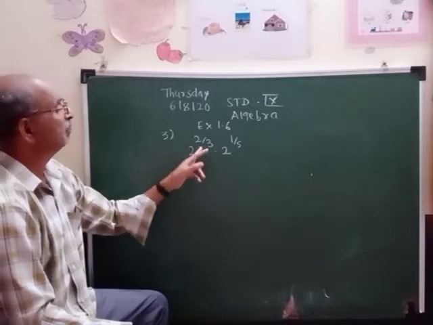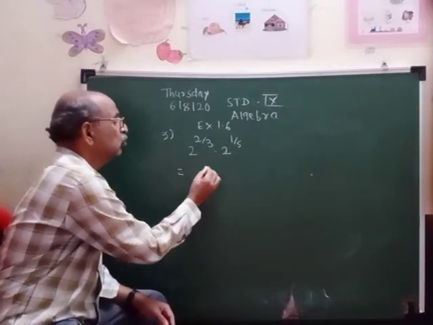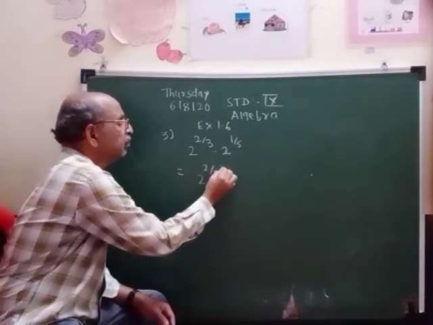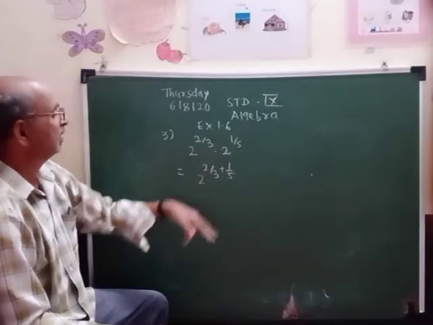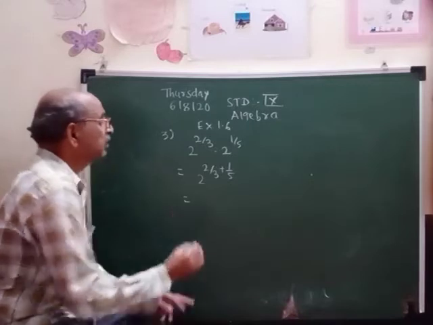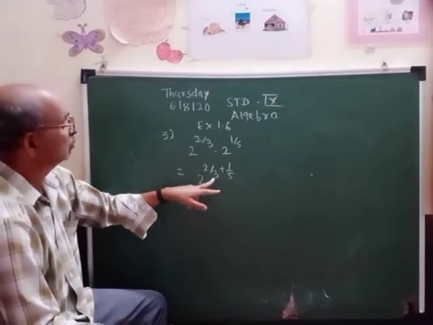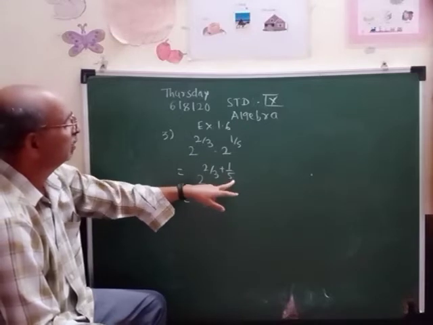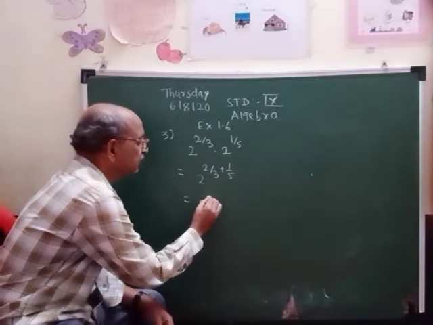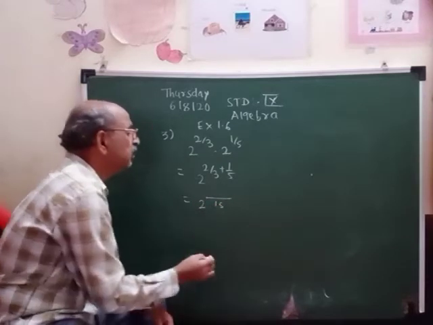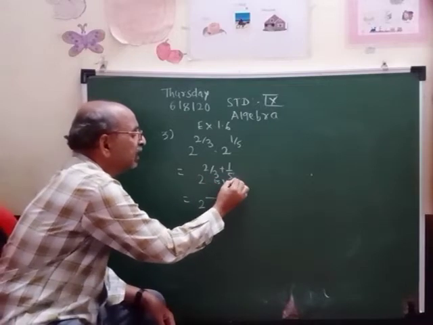Here the base is same, so indices are added. So 2 raised to 2 upon 3 plus 1 upon 5. Base is same, in multiplication indices are added. Now again, the LCM of 3 and 5 is 15. So here you have to multiply by 5 and here you have to multiply by 3.